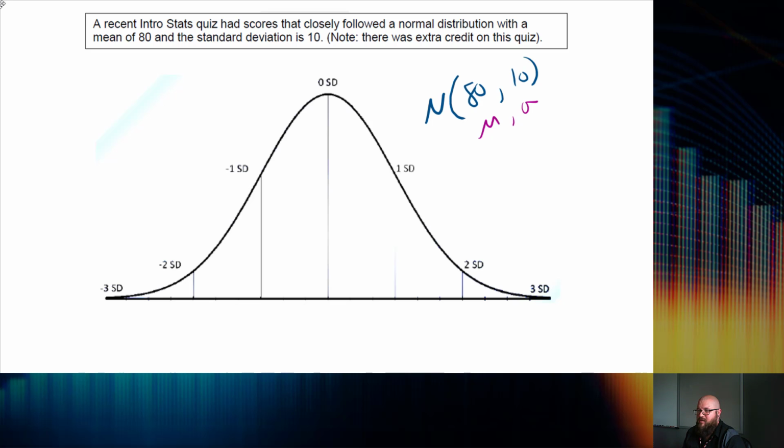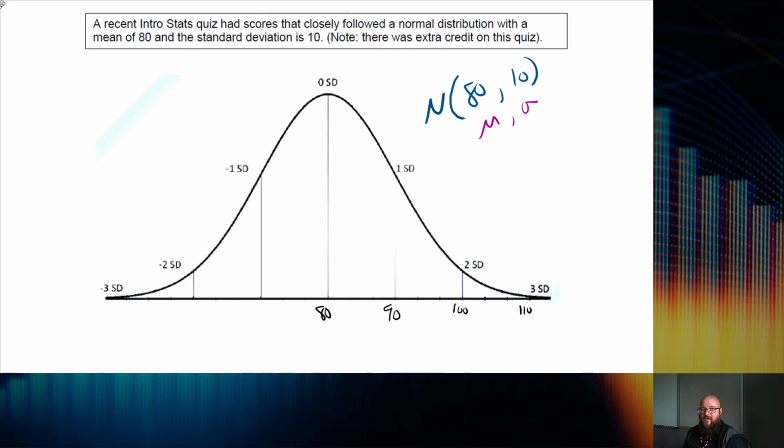On this setup, our mean was at 80, and the standard deviation is 10. If I go up 1 standard deviation, so +1, I would get 90. If I go +2, another 10 on top of that 90, I should get 100. And if I go up 3 standard deviations, another 10 on top of that 100, I should come out to 110.